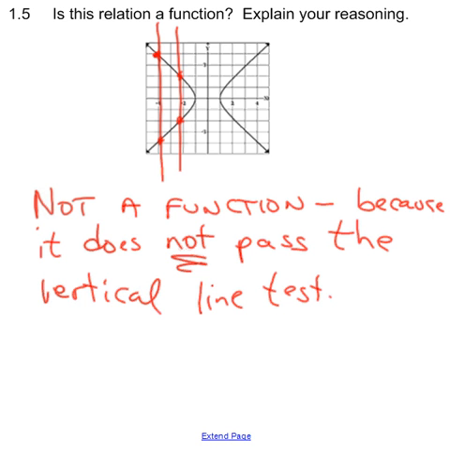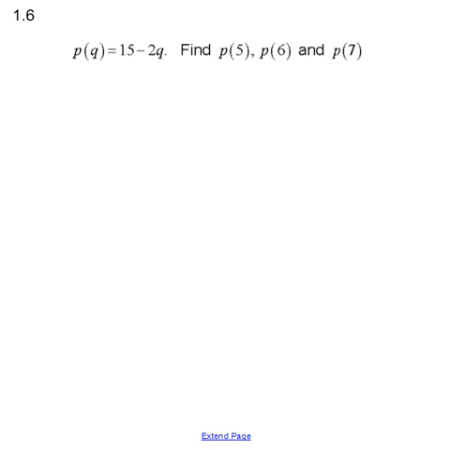So it's a quick and easy way of figuring out whether something's a function. So now an example from 1.6. If you're given a function and you're asked to find some values for the function. So we have the function p of q is equal to 15 minus 2q, and we're asked to find p of 5, p of 6, and p of 7.